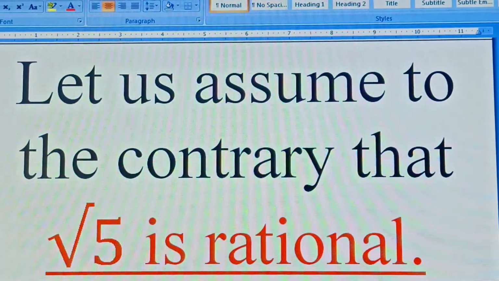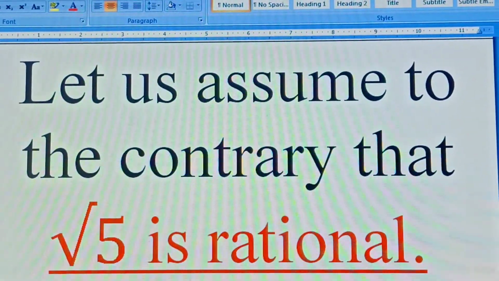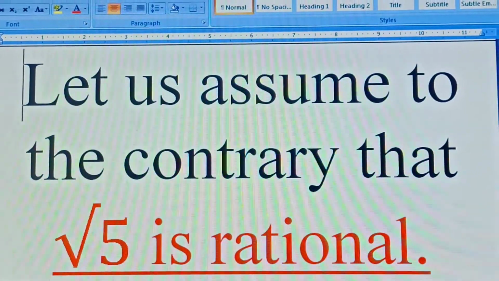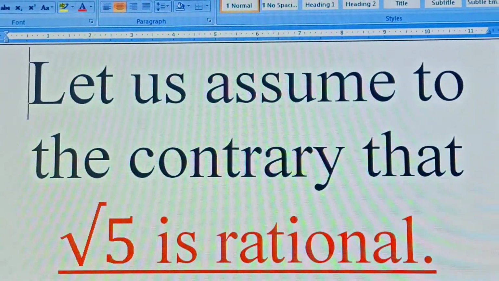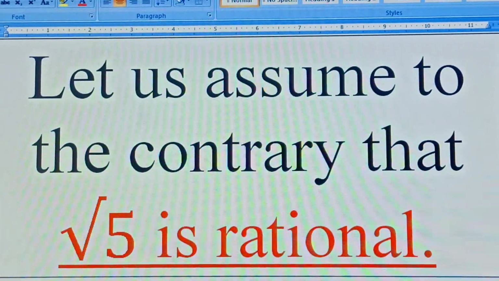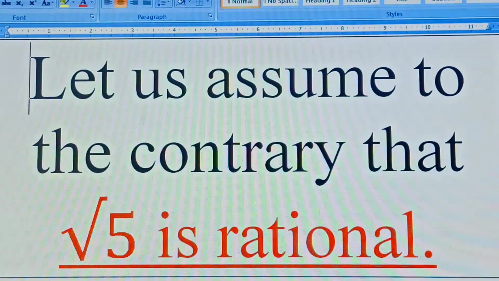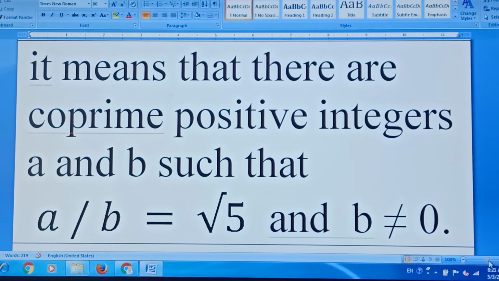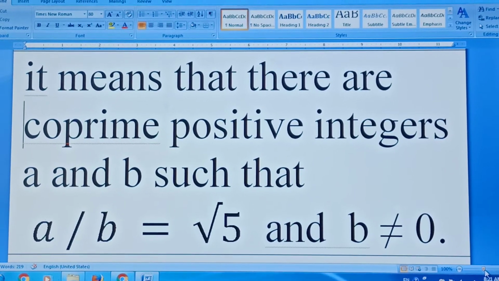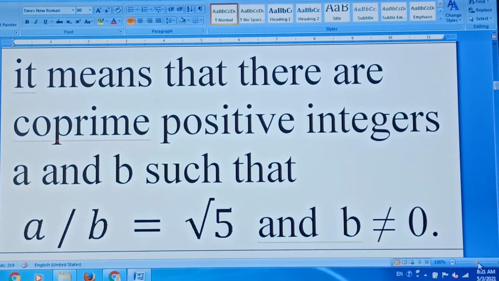Let us assume to the contrary. Please listen carefully. You have to write word by word. Let us assume to the contrary that under root 5 is rational. It means that there are co-prime positive integers a and b such that a upon b is equal to root 5 and b is not equal to 0.